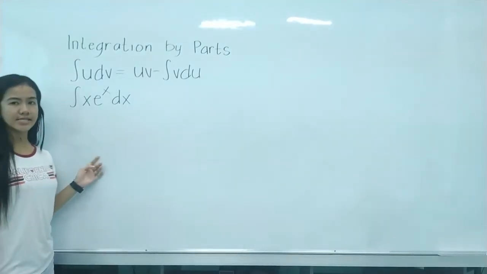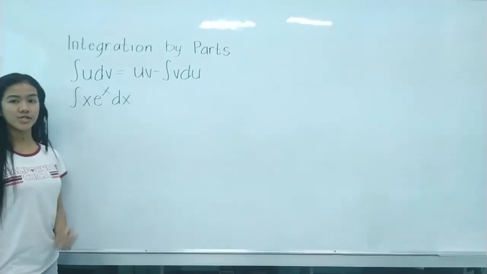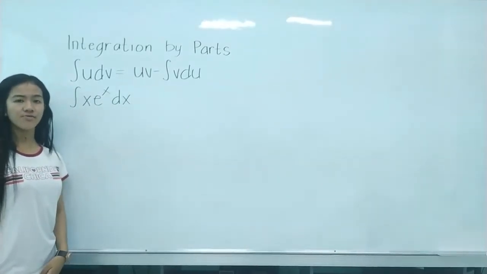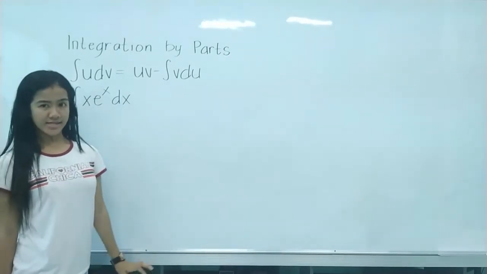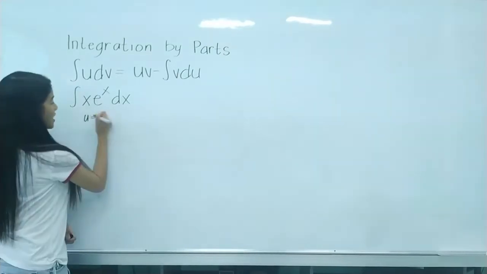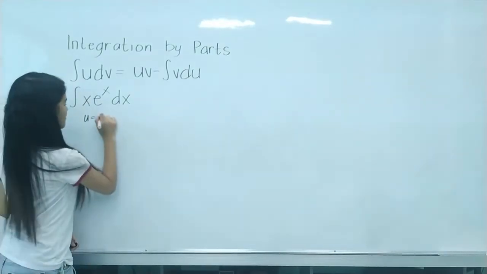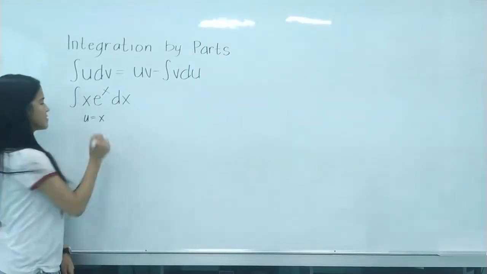In this case, the derivative of e raised to x is simply e raised to x. The derivative of x is 1. That's simpler compared to e raised to x. So our u here is x. And of course, our dv is e raised to x dx.